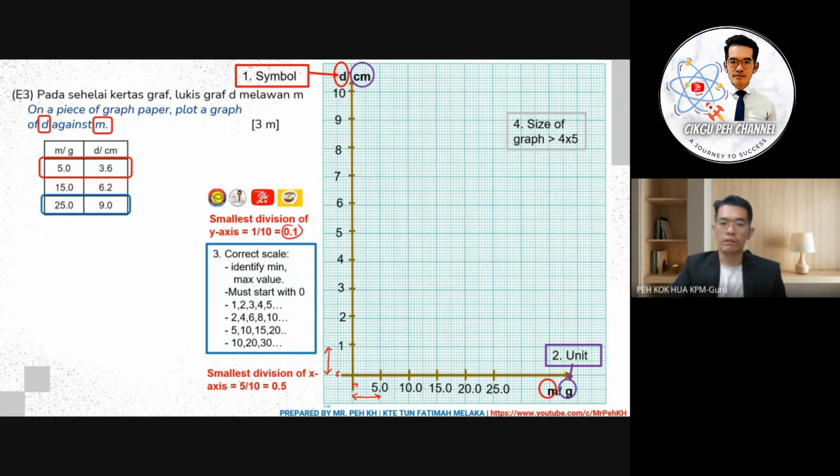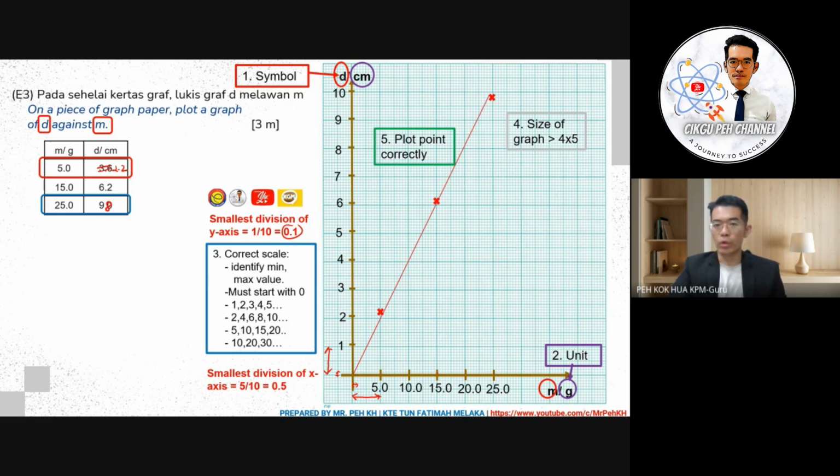Okay, so the first point for our data here will be 5 with 2.2. So this will be here. Then 15 with 6.2 will be around here. Then the third point will be 25 and 9.8. After we get these points, this is tick number 5: plot all the points correctly.